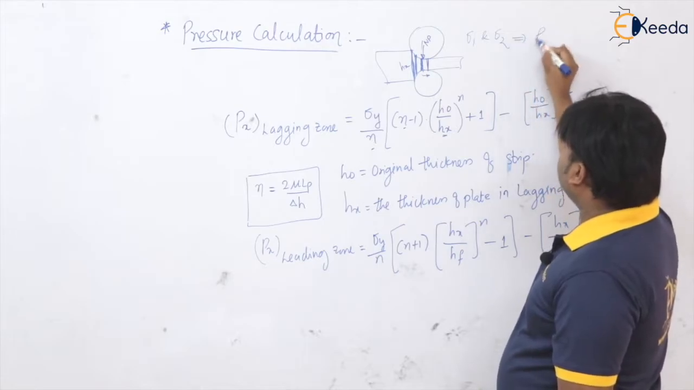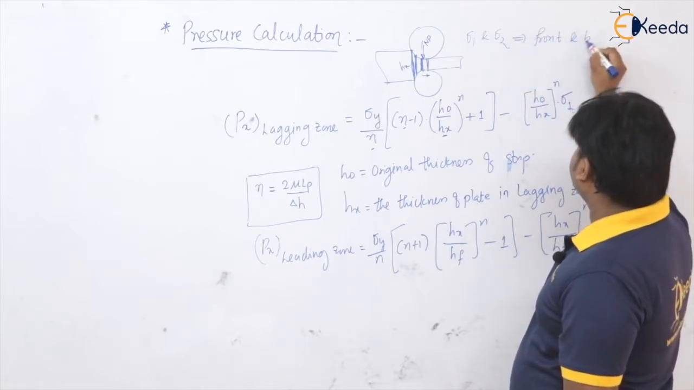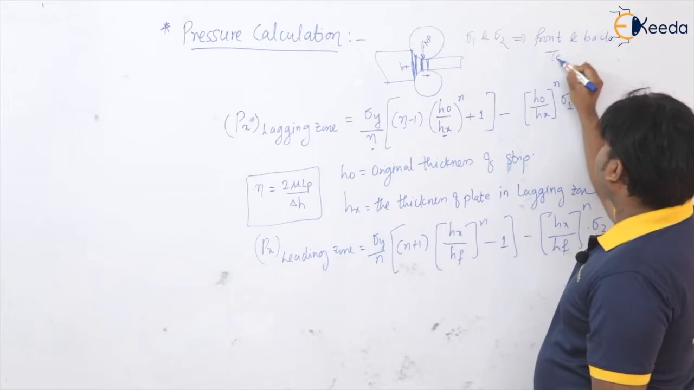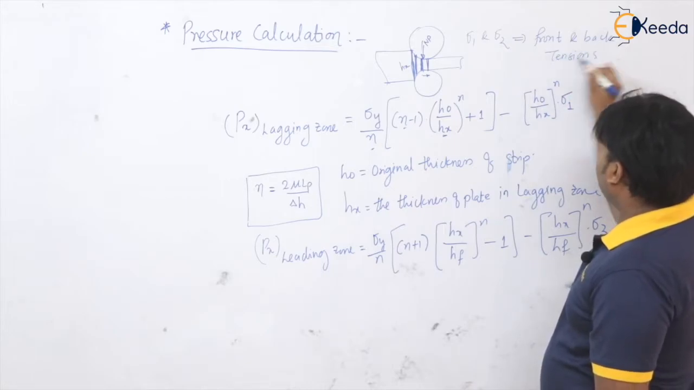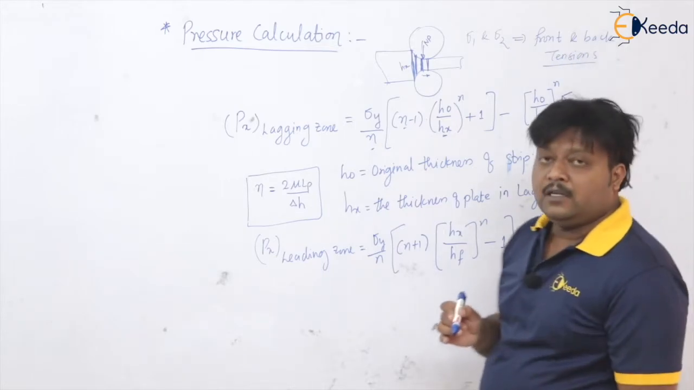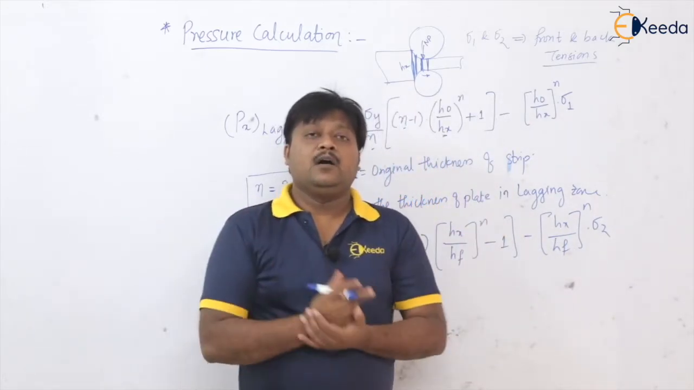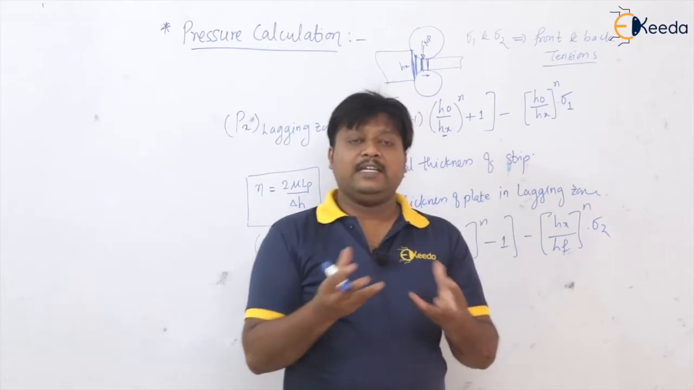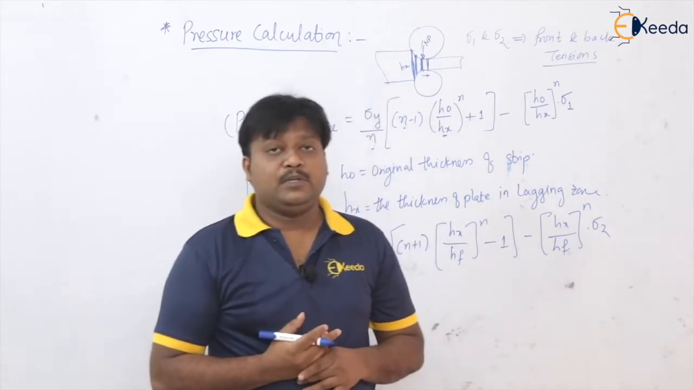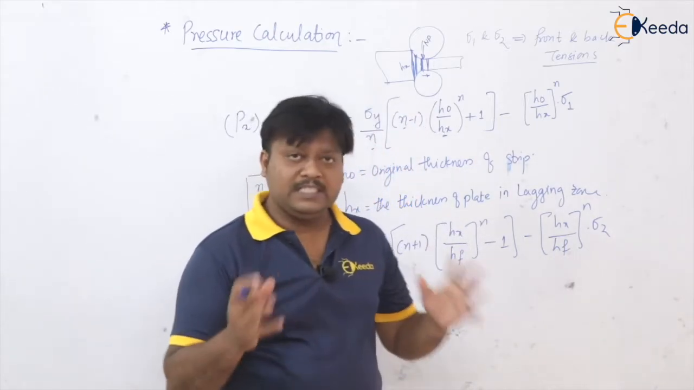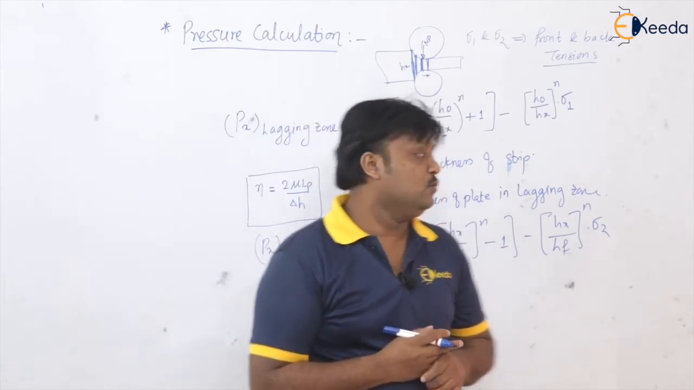These are the front and back tensions. And we know the reason behind this provision of front and back tension: to get the Poisson's effect, so that we can reduce the roll separating force. Actually, we will see what this roll separating force is.